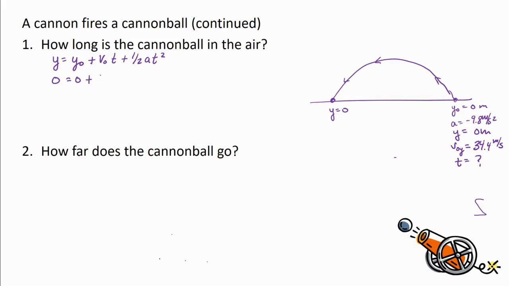Plus, that's going to be a positive 34.4 because it's going up and down. t is what we're looking for. Negative 9.8 t squared. Now, you might be starting to get a little bit bummed out because we have a t and a t squared, but it's actually not that big of a deal.